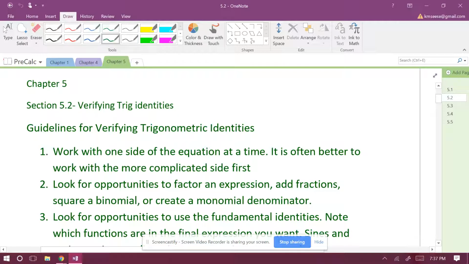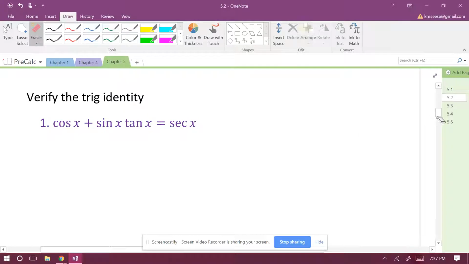If you work with one side of the equation and it doesn't work, that's fine to try the other side then, but you're only ever manipulating one side at a time. And when solving identities, you want to look for opportunities to factor, to add fractions and find common denominators, to square a binomial, or to create a monomial denominator. So pretty much any way that you can expand or simplify fractions.